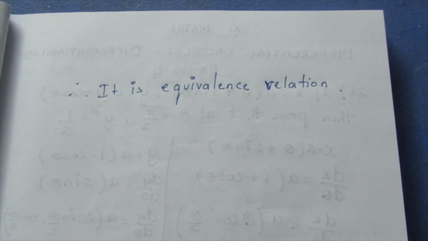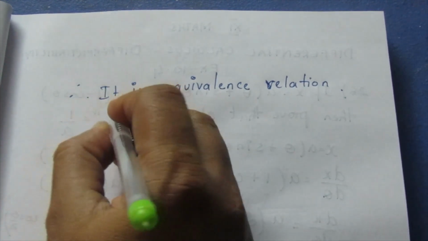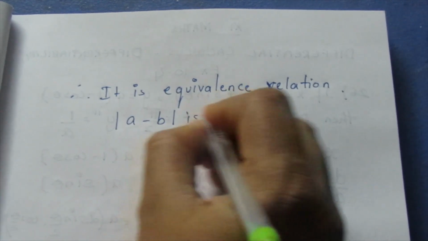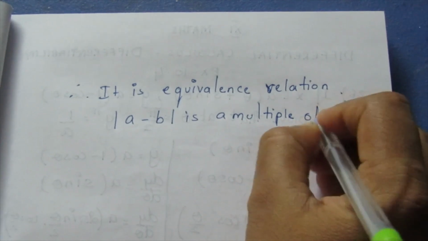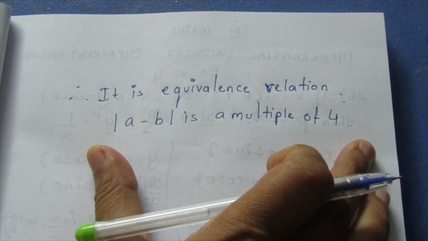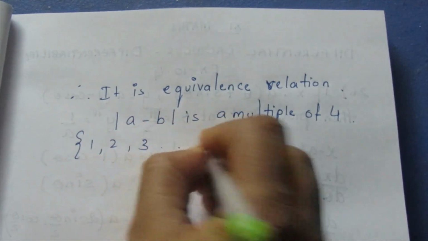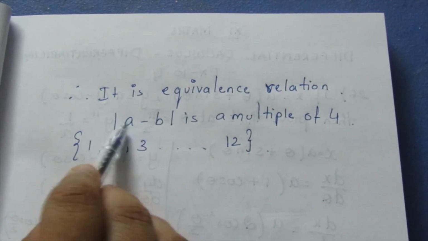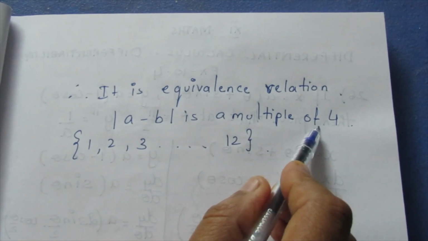In the continuation of the question, it is given: find the set of all elements related to 1 in each case. In the first subdivision, it is A minus B should be a multiple of 4. The given numbers are 1 to 12. We need to select numbers such that A minus B is a multiple of 4.